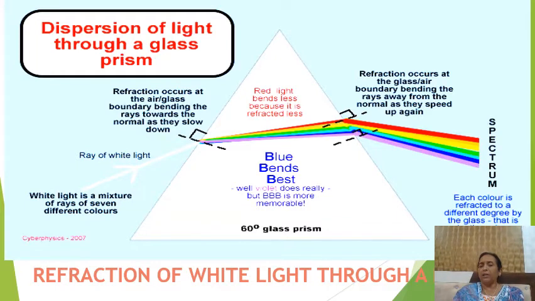After leaving the prism, refraction occurs again, and now the light is entering from a denser medium to a rarer medium. What will happen now? It will bend away from the normal. So the violet and the red light refract again and come out in the form of a spectrum.